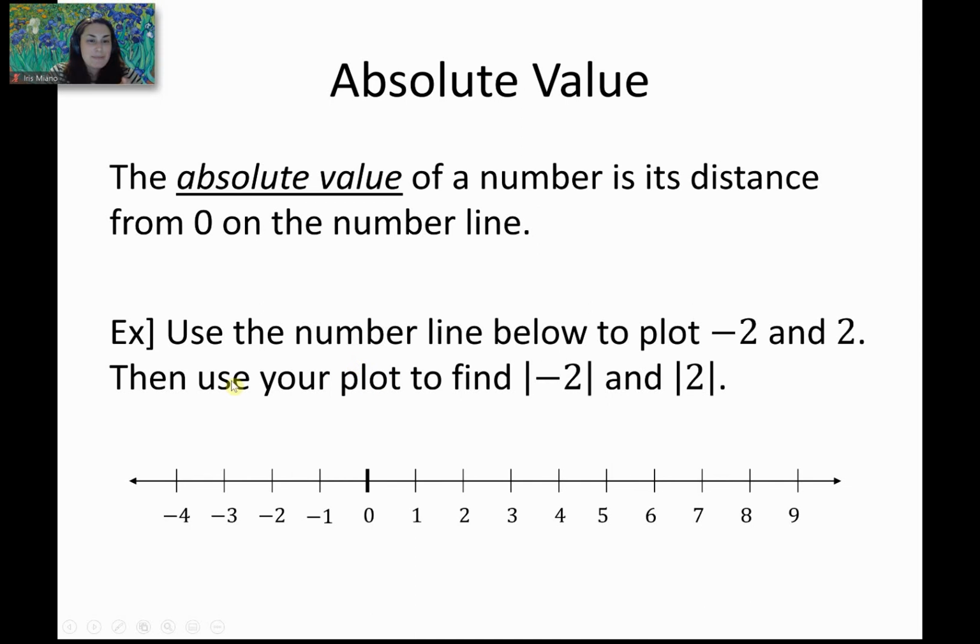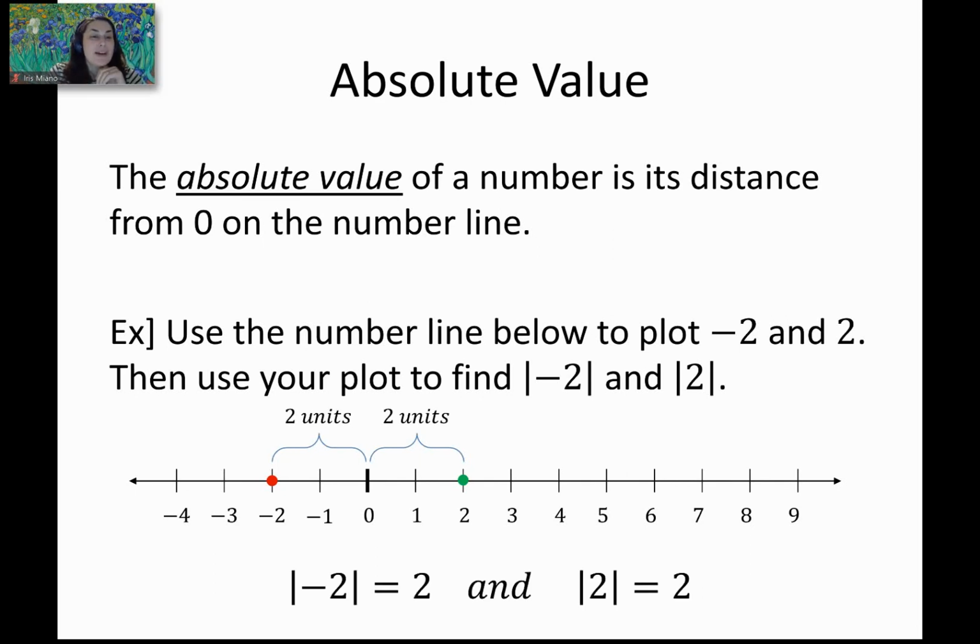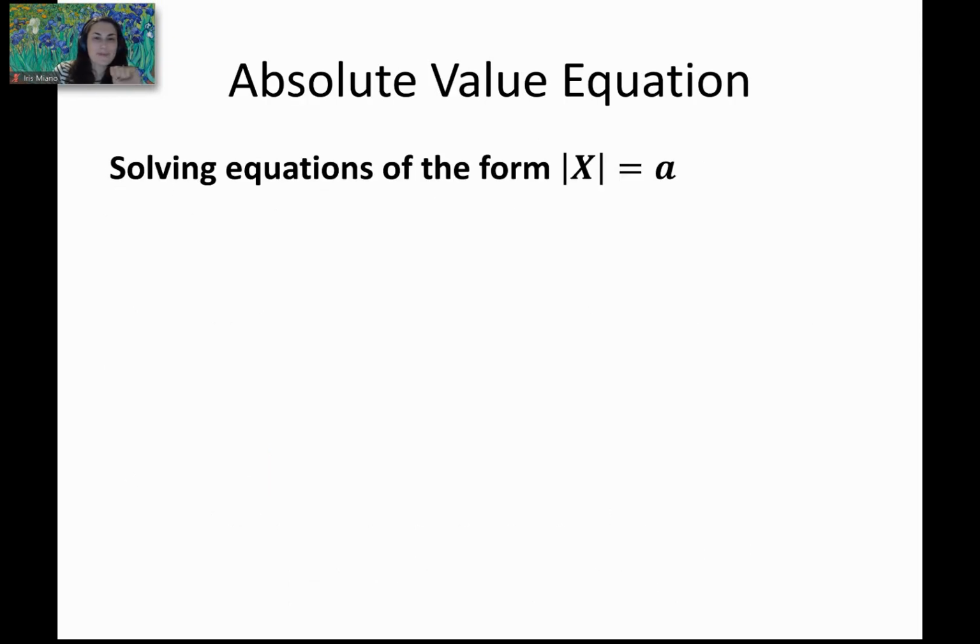So for this example, we use the number line to plot -2 and 2, and we will measure the distance, the number of units away from 0, in order to capture the absolute value of -2 and the absolute value of 2. Here we go. So I plotted -2 in red and 2 in green. We count 2 units away from the origin in both instances, so both -2 and 2 have the same absolute value of 2. Okay? Great, moving on.